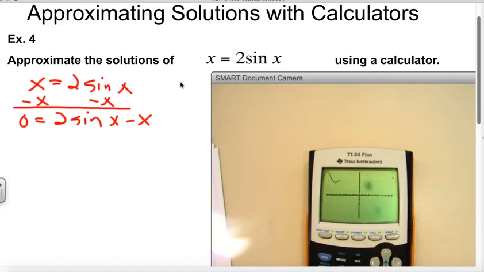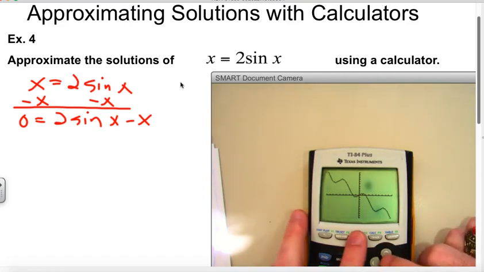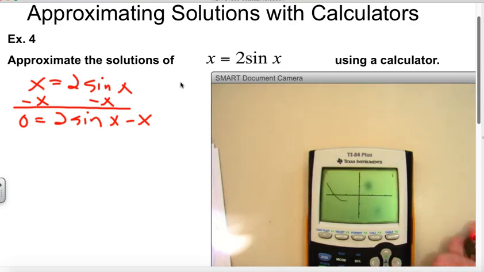And we graph it. All right, so we can see the function right here, and we're looking for when it crosses the x-axis. We can see it's crossing. Let me zoom in a little bit. So we see these three values right here that it's crossing at.